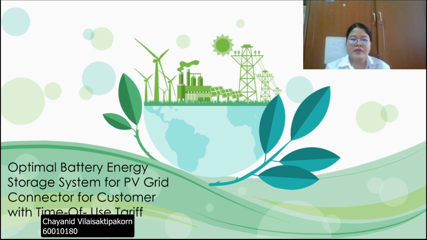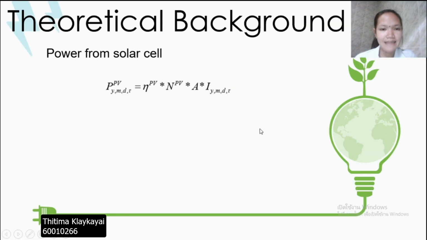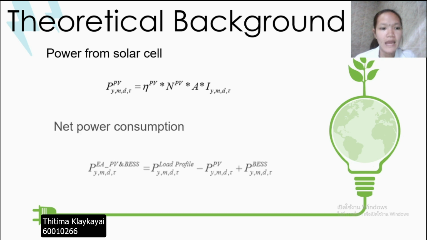And next, we're gonna start with the literature review part. These are the equations that are used in the calculation. Power that's generated from solar cell depends on light intensity. Net power consumption: the electricity authority will know how much power the consumer with installed solar cell consumes. In the case that the consumer installs an additional energy storage system, use this equation instead.